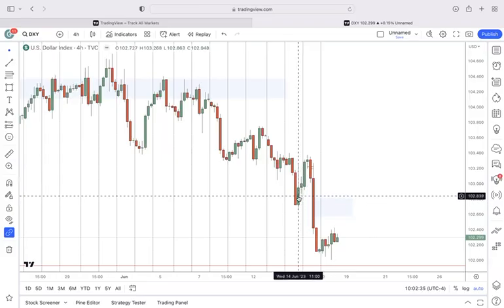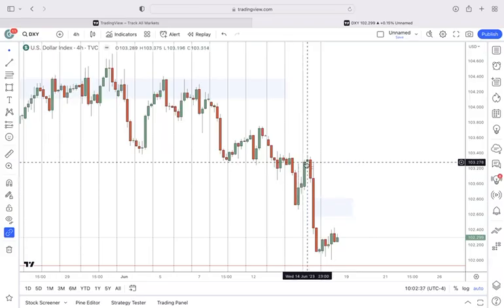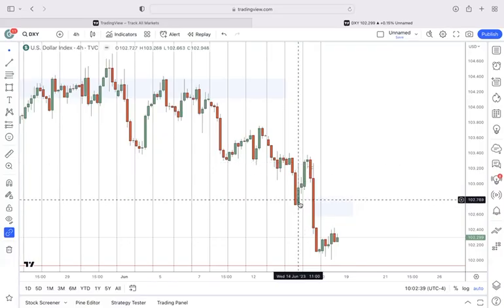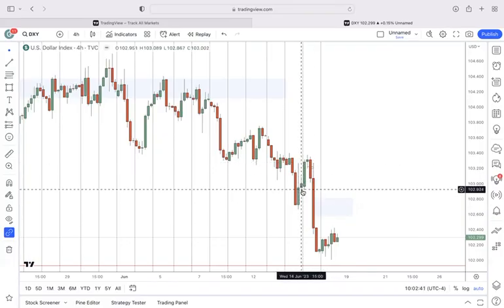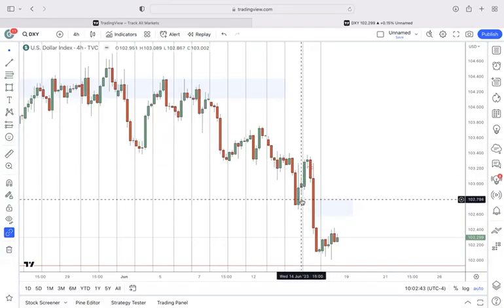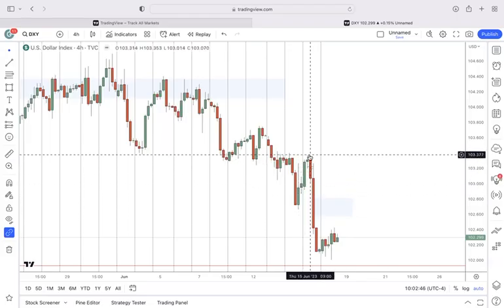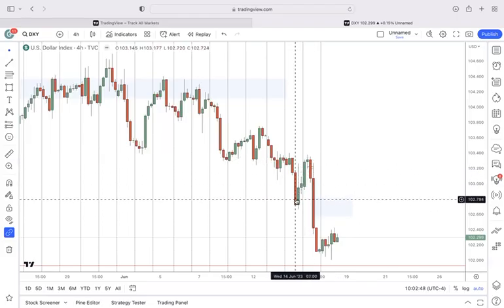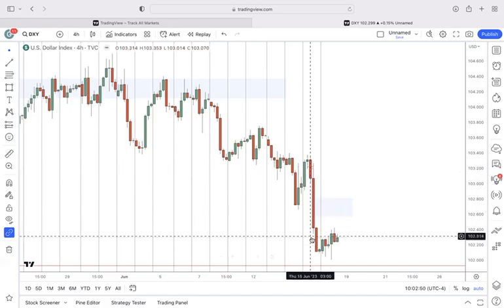Actually, not an 8-hour chart, it'd be 4, 8, 12. If they had a 16-hour chart, because each one of these candles is 4 hours, so 4, 8, 12, 16. This would be a bearish 16-hour order block. So we have the bullish candles, then we have the aggressive run lower.